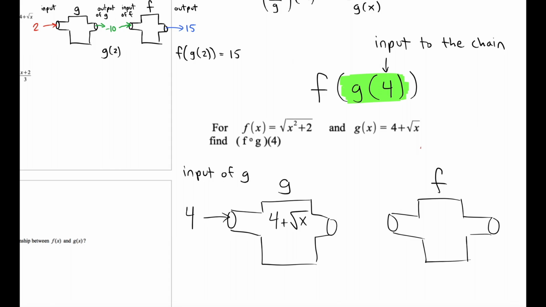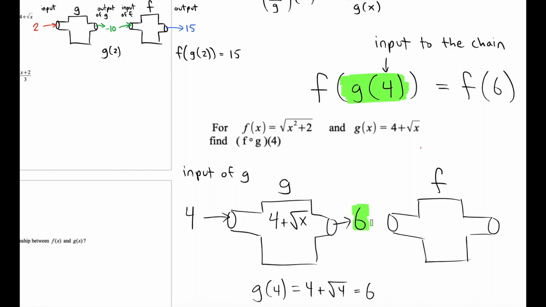So what comes out then of the G machine? Yeah, let's see. G of 4 will be found by 4 plus radical 4 which is 4 plus 2, which is 6, yes. So 6 comes out. And then we can simplify this. Now that we know what g of 4 is, we'll just call it f of 6 then, because g of 4 is 6. We just showed that right here.